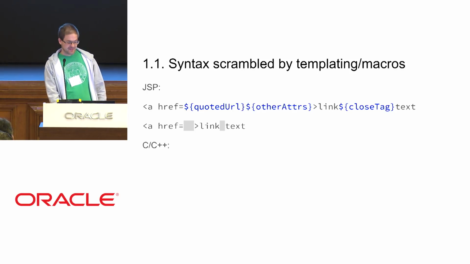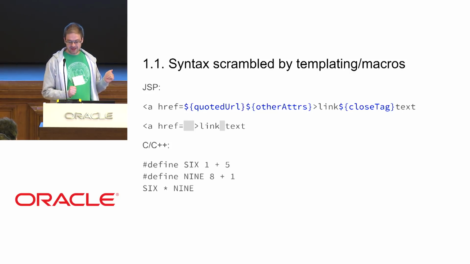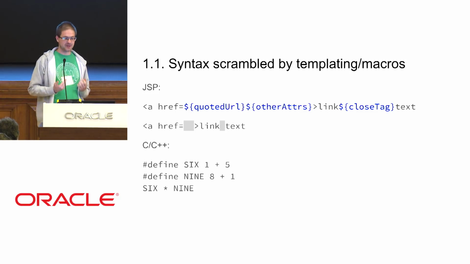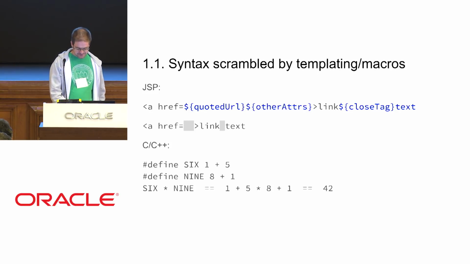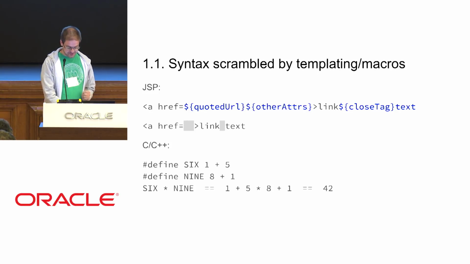Or in C++, again. There is a nice directive called define, and when you have a define, you can do absolutely anything. For example, multiply 6 by 9 and get 42 instead of 54, because what looks like multiplication is in fact 2 additions. Great, but that's not all.